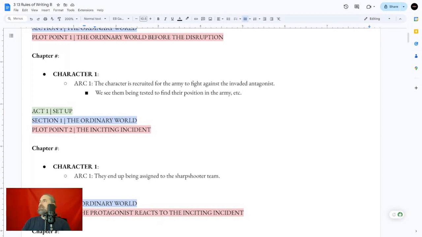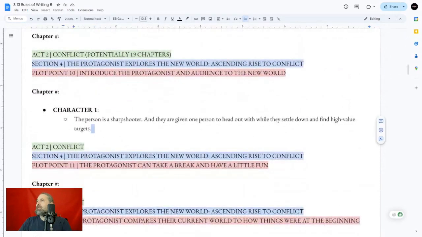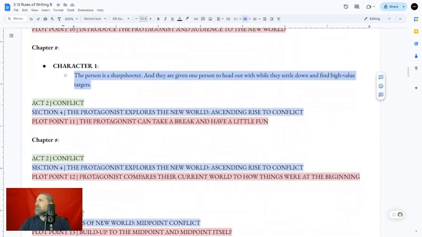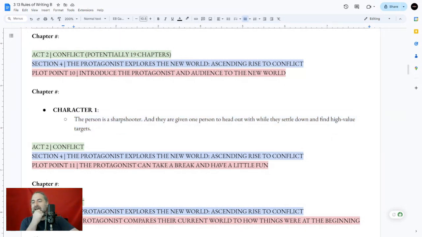Obviously if I was writing it as a main plot, here's where I'd be introducing the rowdy crew, who's going to be the main characters, before we get into the inciting incident. But anyway, if we just go down a little bit, the person is a sharpshooter and they are given one person. So by now, I already know they have a friendship with this person, or it could be the person they don't like. We pit them against somebody they don't like, and then they end up being teamed together, and they grow a relationship. So that could be a third arc for this character.